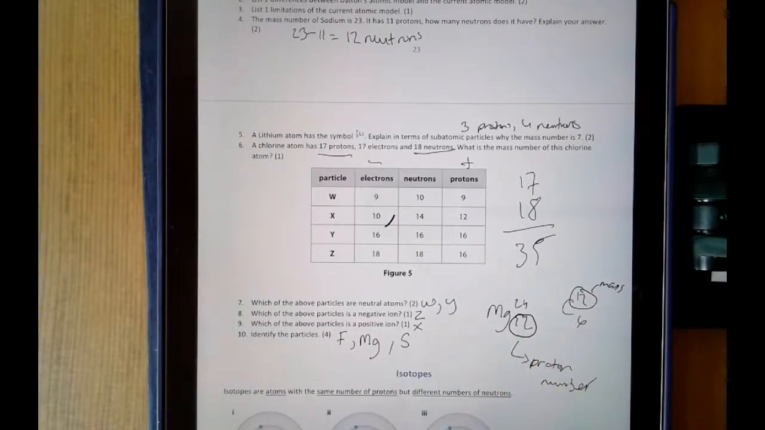In the next video, I will go through the rest of this topic, which will be isotopes and relative atomic mass.